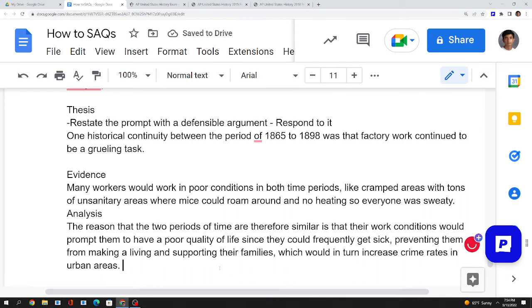So I basically responded to the thesis. Now, after I've written it, and by the way, this is not a perfect example, but it's something that I can write within 2 minutes.